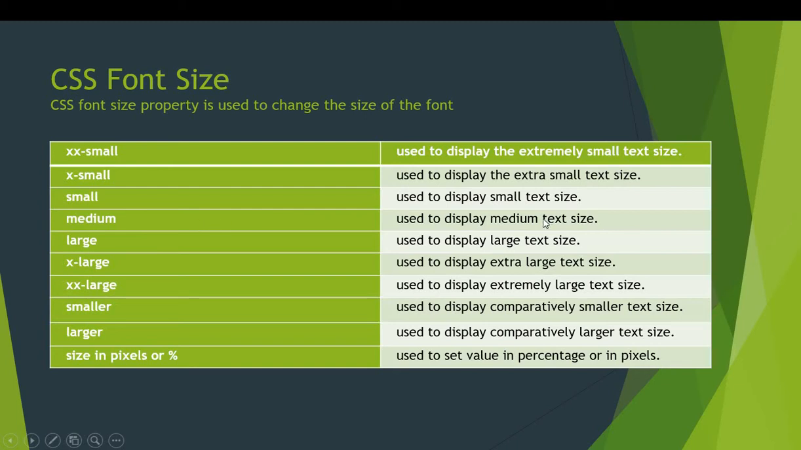Medium, used to display medium text size, large for larger text size, x large for extra large text size, double x large for extremely large text size, smaller for comparatively smaller text size, and larger for comparatively larger text size. Size can also be written in pixels or percentage. It is used to set the value in percentage or in pixels.